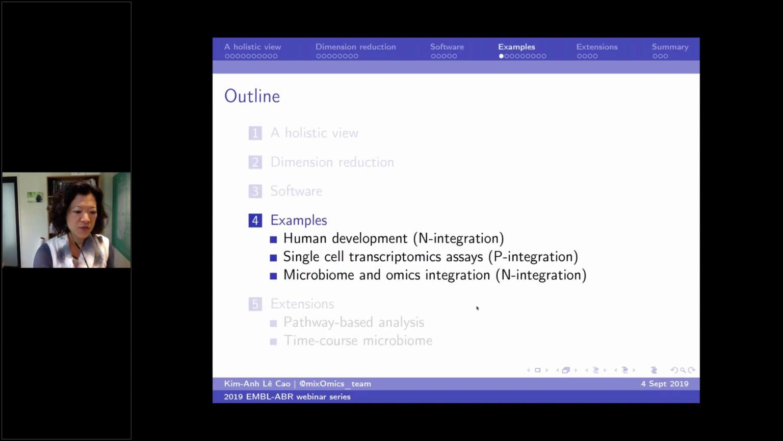All right, so I'm going to give you 3 examples. 2 are focusing on N integration and 1 is focusing on P integration. And I've selected those examples to show you the diversity of data sets and data types that you can analyze with mixOmics.